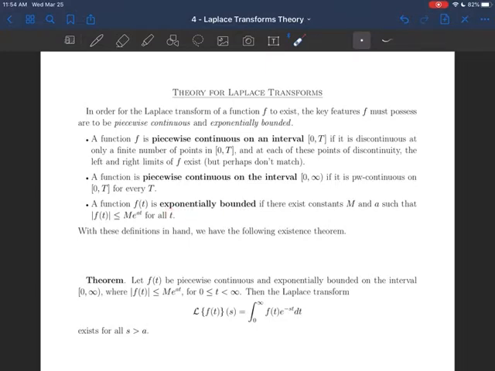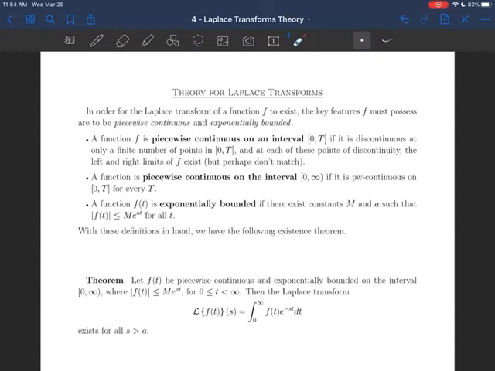And then we have this concept of being exponentially bounded. We say that a function is exponentially bounded if there's some constant m and a so that the absolute value of f of t is always less than or equal to m times e to the at. So basically, there is some exponential function, any exponential function at all, that is always on the outside of this function. So basically, this just says that a function cannot grow faster than every exponential function. And if that's the case, we say that the function is exponentially bounded.